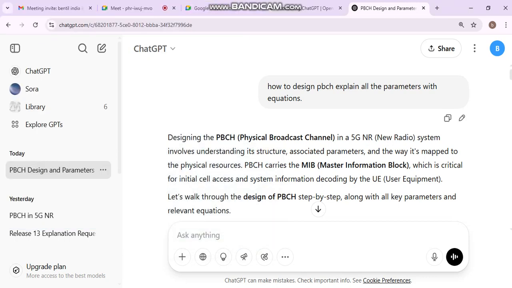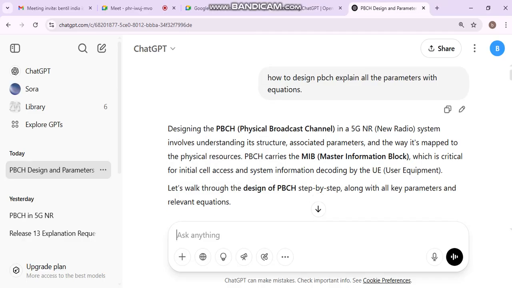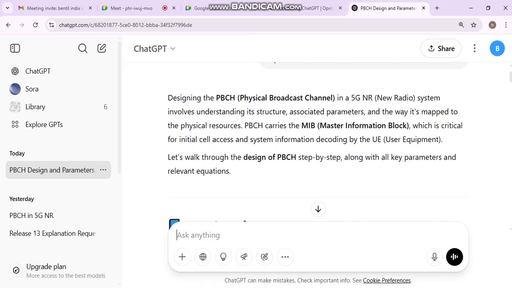How to design PBCH? Explain all the parameters with equations. Designing the PBCH, the physical broadcast channel, in a 5G NR system involves understanding its structure, associated parameters, and the way it's mapped to the physical resources. PBCH carries the MIB, which is critical for initial cell access and system information decoding by the UE, user equipment.